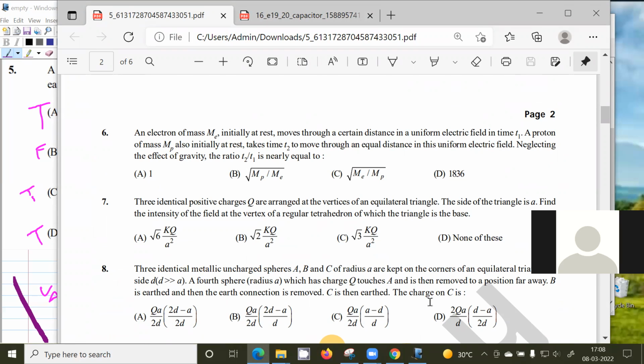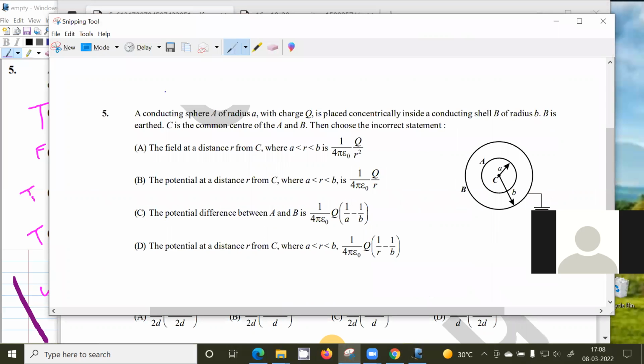Your mic is off. They didn't mention the electric field, the direction, and how that electron moves also. No, whatever is true for electron is the same for proton. You can assume something. The same is valid for both electron and proton.